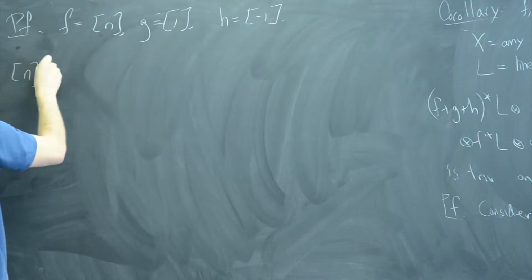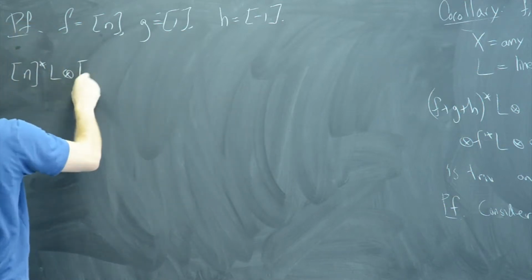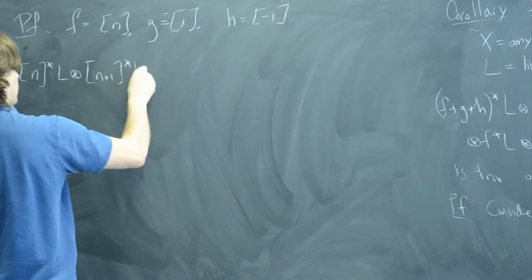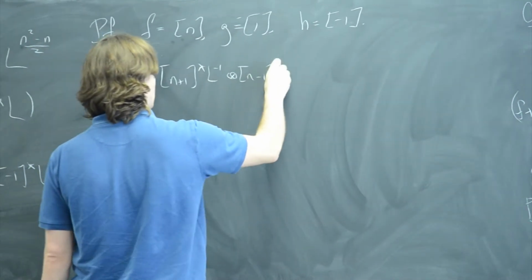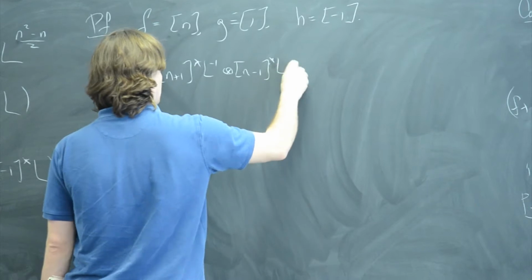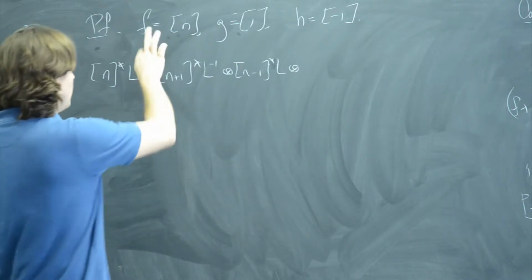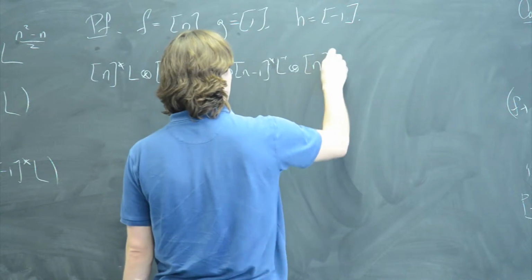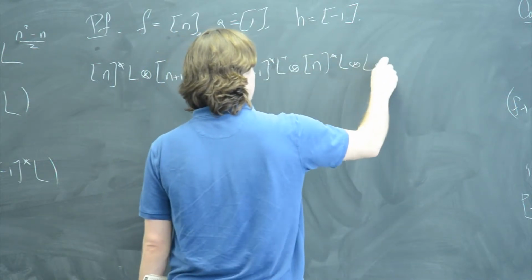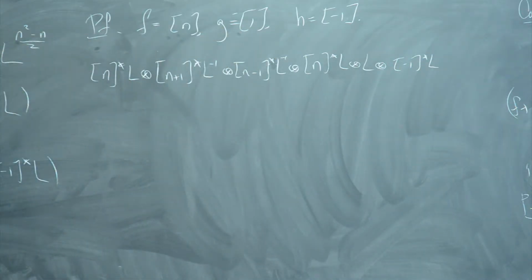So we find that n star L tensored, so f plus g is n plus 1, and this one has an L inverse, and then f plus h is n minus 1, and then g plus h is 0, and when you pull back by 0 it's the trivial bundle, so we can just leave that out. And then we have the pullbacks by f, g, and h separately. So, oh, this should be a -1 here. So n star L, tensor L, tensor -1 star L. So we see that this thing is trivial.